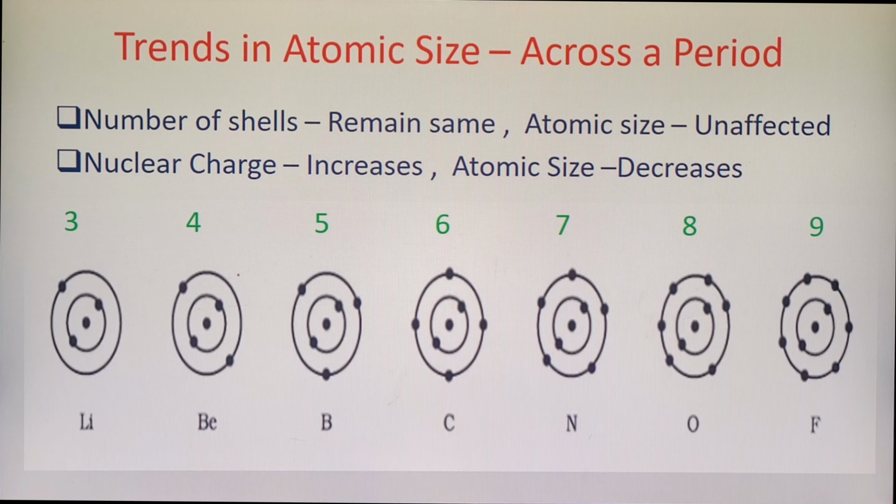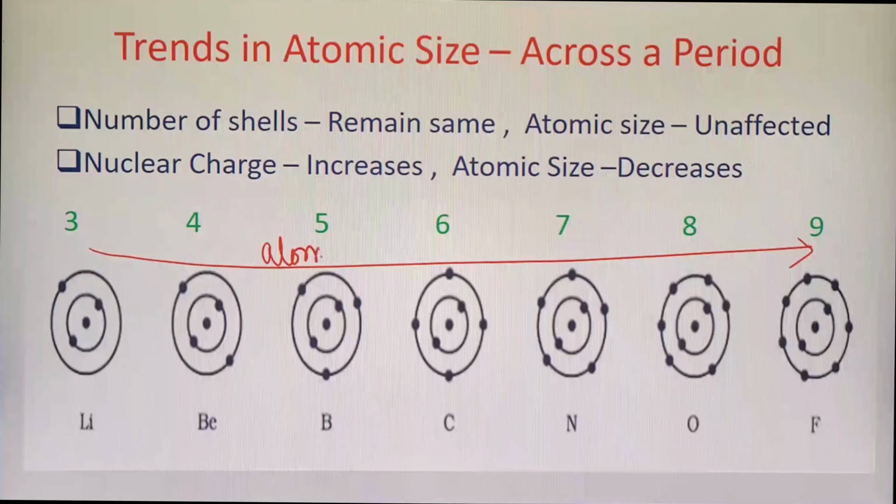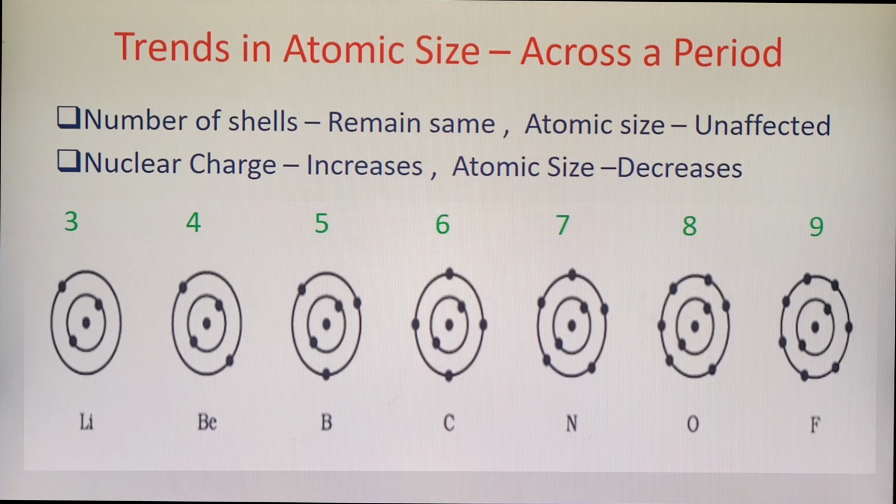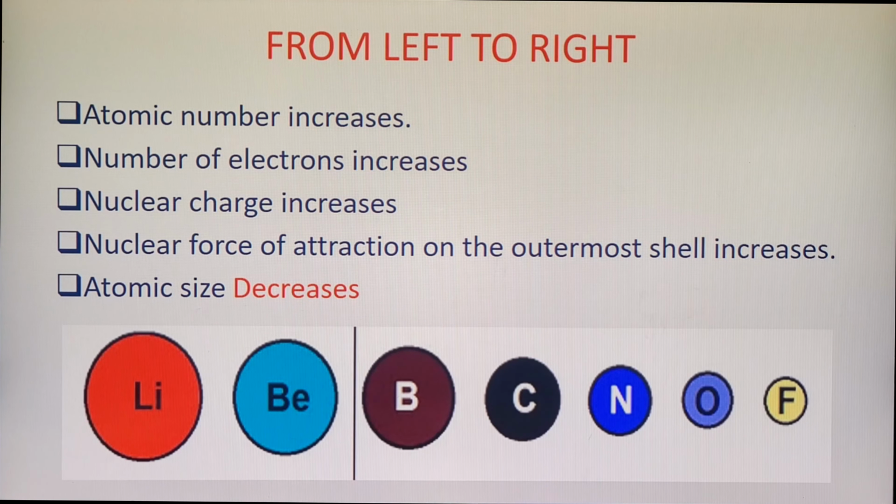So overall, when I move from left to right, what will happen to the atomic size? The atomic size will start decreasing. Please remember this trend. Please remember from left to right, the atomic size will decrease. From left to right, the number of shells remains the same, so we cannot decide that. But as we go from left to right, the atomic number will increase. When I say the atomic number increases, the nuclear charge is increasing. More powerful is the nucleus.